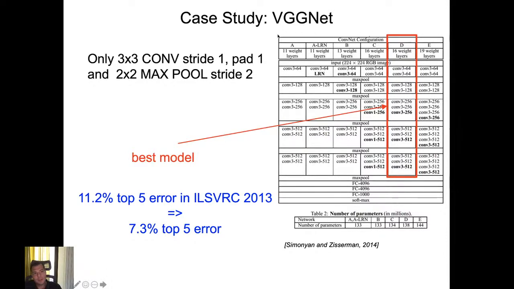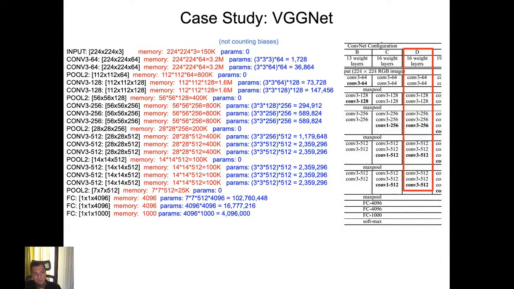So they managed to slightly increase the depth of the network, and they reached a top 5 error of 11.2% in the 2013 competition, and they reduced the error to 7.3% using an ensemble of these networks.